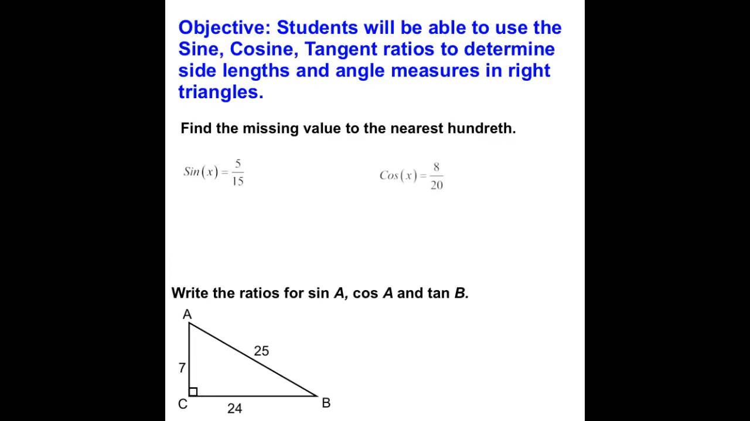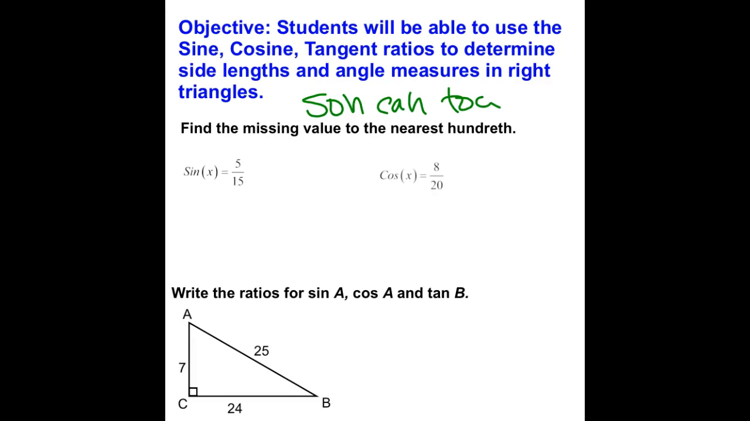All right, here's the next objective. After we talked about special right triangles, we then moved into talking about trig and using trig to help us solve. So our trig stuff that we used was the phrase SOH CAH TOA. We were able to use those to identify which trig function to use when. And what we use trig for is to determine side lengths and angle measures in these right triangles. That's what the objective is talking about. So it says find the missing value to the nearest hundredth.